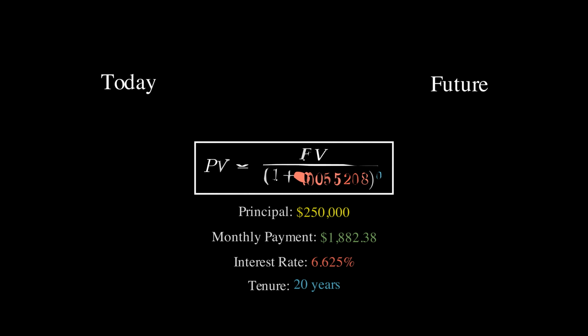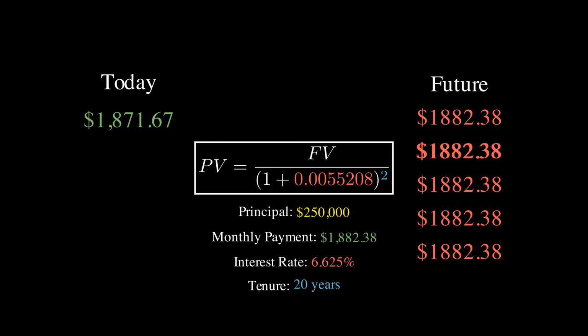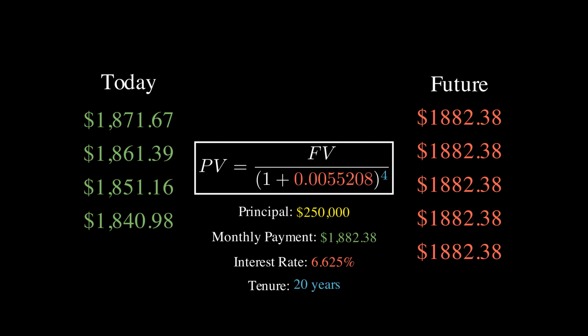Every month, you make a payment, but since these payments happen in the future, their actual worth today isn't the same. Each payment needs to be adjusted back to today's value. So, we apply our present value formula to every payment, adjusting them based on how far in the future they are. The first payment is discounted the least, while later payments, further in the future, are discounted more. This process of bringing future payments back to their value today is called discounting. And this is the foundation of how banks determine your loan payments.